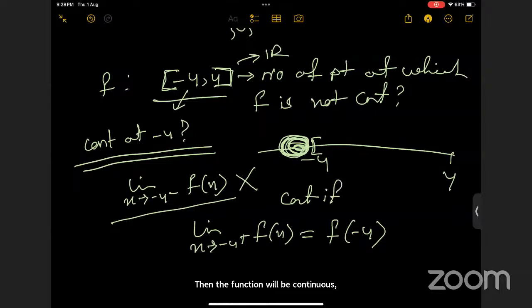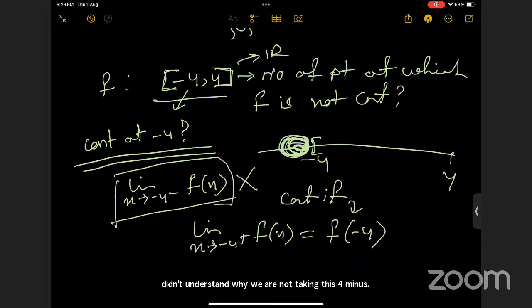Ma'am, I didn't understand why we are not taking the -4 minus case. We are not taking this because our domain starts from -4 only. We don't go away from -4 to the negative side; it is only tending towards -4 plus. So we are only considering the -4 plus region. We can approach only from the right hand side, because the other approach is outside the domain of the function.